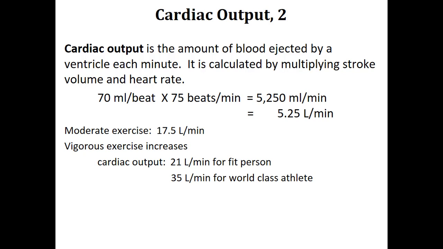So your ventricles do have a little bit of blood that does not get ejected. There's just some that's always left in there, possibly to give you a little bit more if you need to increase your cardiac output in exercise, but there's always just that little reserve that's left over. Now, for someone who's moderately exercising, 17.5 liters per minute will go out. So this is at rest, 5.25 liters. But when you're exercising, it's about 3 times more than that.